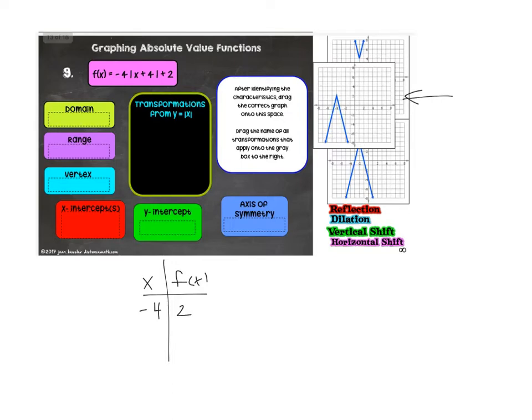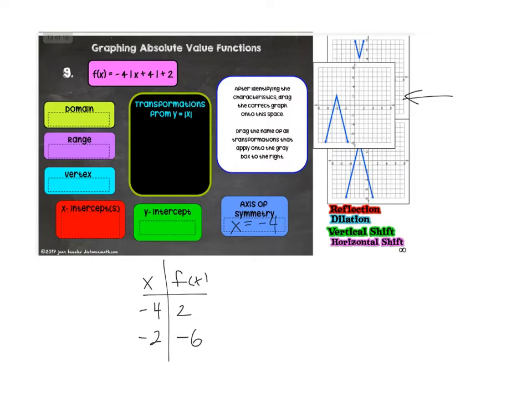let's plug in another number and check. Let's try -2. So if we plug in -2, you'd have -2 plus 4, which is 2. Absolute value of 2 is 2. 2 times -4 is -8. -8 plus 2 is -6. Let's see. -2, -6. It works. So we are dealing with that graph that's on top. The axis of symmetry is simply x equals -4.